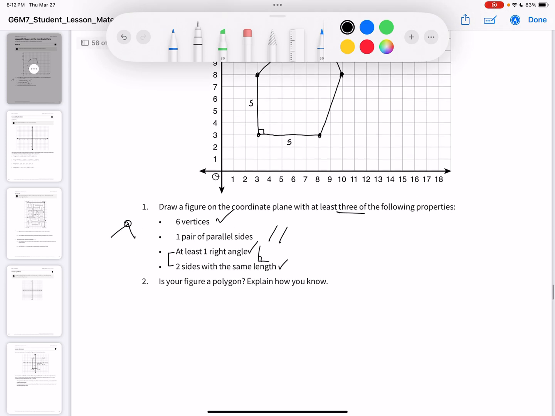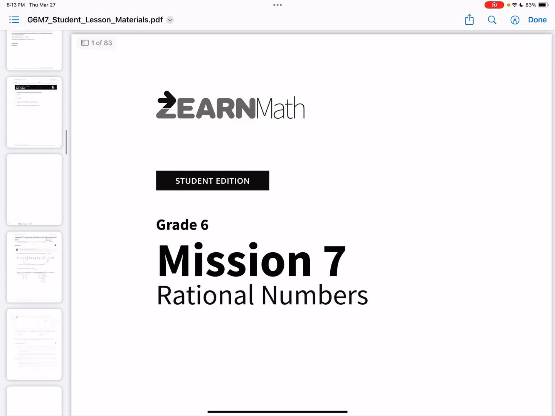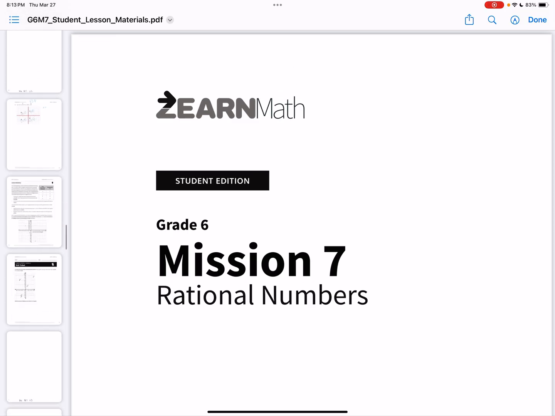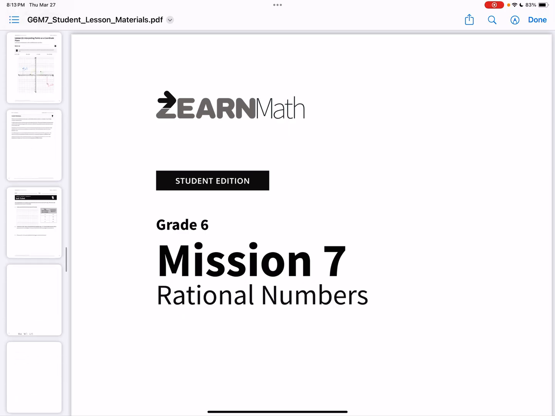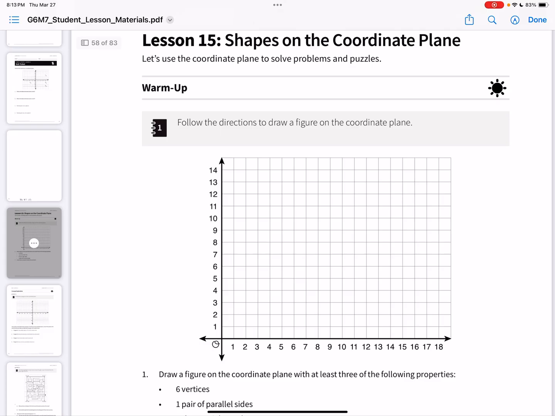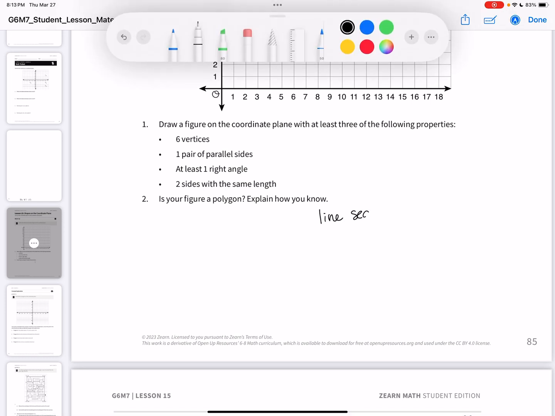Now, is your figure a polygon? Explain how you know. All right, so a polygon has line segments. Oh, no. I don't know why it's jumping on me. Oh no, and it deleted all of it. Okay, well, a polygon has line segments.